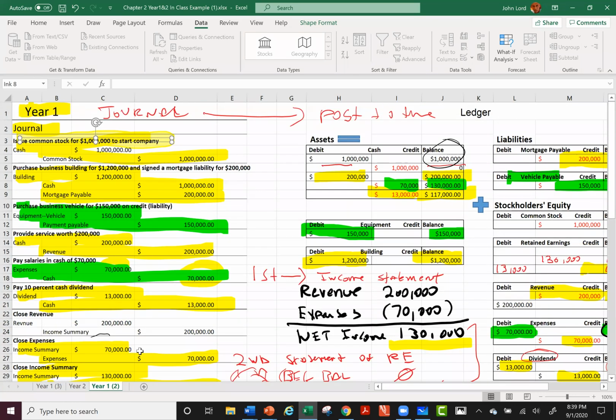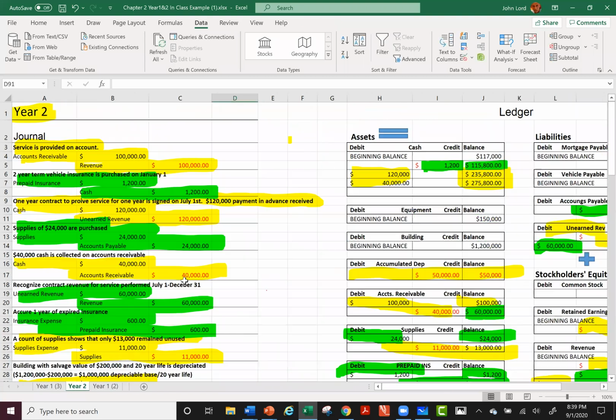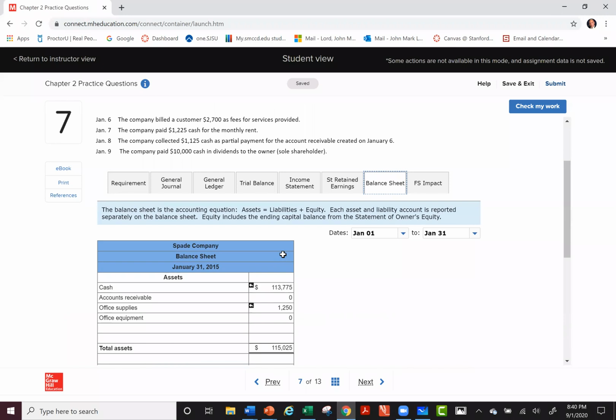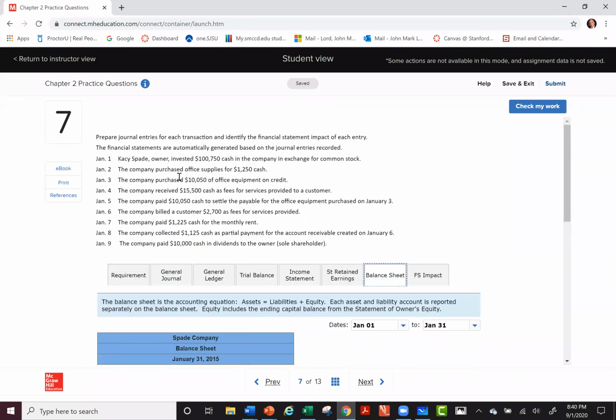So in year 2, we bought supplies for 24,000. We credited accounts payable. We never did pay anything on that. No cash went out at all for those supplies. Yet at the end of the year, when we counted the supplies and there was only 13,000 left, we debited the supply expense, didn't we? Yes, we did. In the case of this one over here, there's nothing that indicated that they had used any of those supplies yet. So I debited the asset.